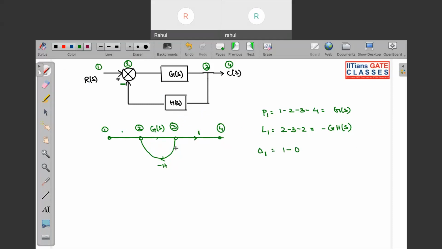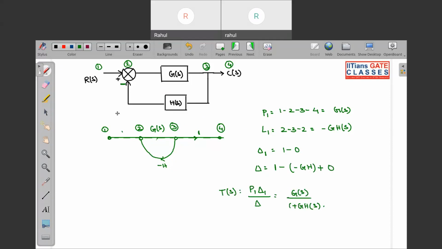Okay, now what about del? So del is equal to 1 minus individual loop gain, so that is minus GH, plus product of two non-touching loops. There are no two non-touching loops, so this will be 0. So now we have everything in the formula. So transfer function will be equal to P1 del 1 by del, so that is equal to G divided by 1 plus GH, or you can even write G of S divided by 1 plus G of S H of S.